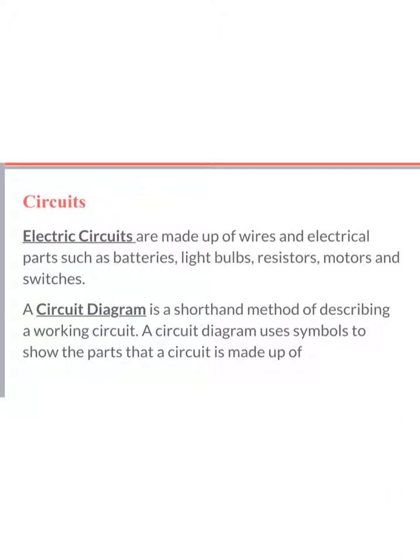So we're going to talk real quickly about electrical circuits. And circuits are made up of wires and electrical parts like batteries, light bulbs, resistors, motors, and switches. And this is a system in which electricity is able to flow through. Circuits make up everything in our lives. They're in our homes, they're in our cell phones, they're in our iPads, computers. That is how the electrical charge is able to travel throughout an entire piece of electronic work.